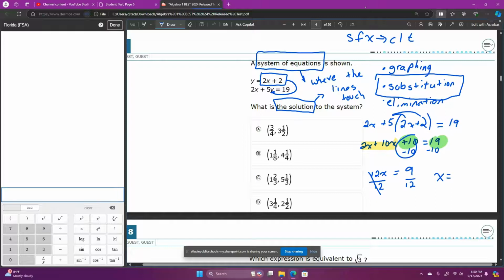And if you remember from third, fourth, fifth grade, when you're simplifying fractions, that 9/12, both of those numbers can be divided by a common factor, which would be 3. 9 divided by 3 is 3, and 12 divided by 3 is 4. So we know that our x value has to be 3/4. And in our answer choices, x, y, we only have one answer that has a 3/4 for the x. So we know that this is the answer.